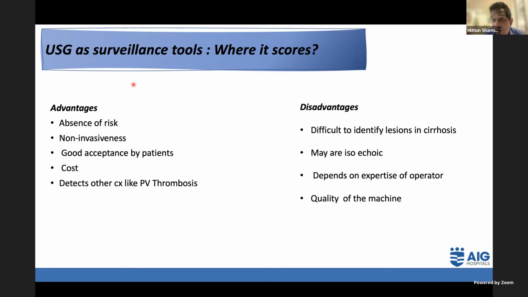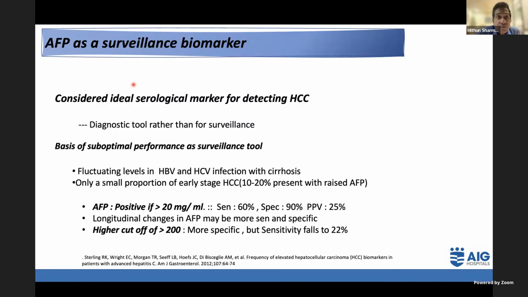It depends on the expertise of the operator. In a cirrhotic liver, where the nodules are present, it is sometimes very difficult to detect unless the person is well versed in seeing liver ultrasounds. Coming to alpha fetoprotein: it is considered a serum marker for detection of HCC, but keep in mind that it is more of a diagnostic tool than a surveillance tool because of its suboptimal performance as a surveillance tool.